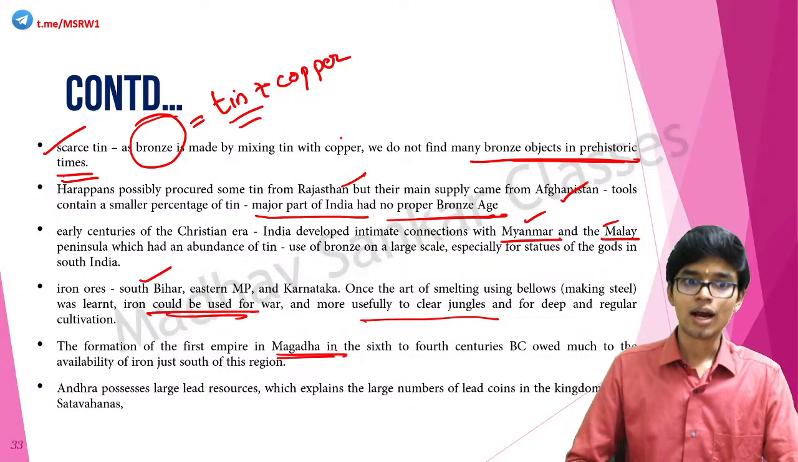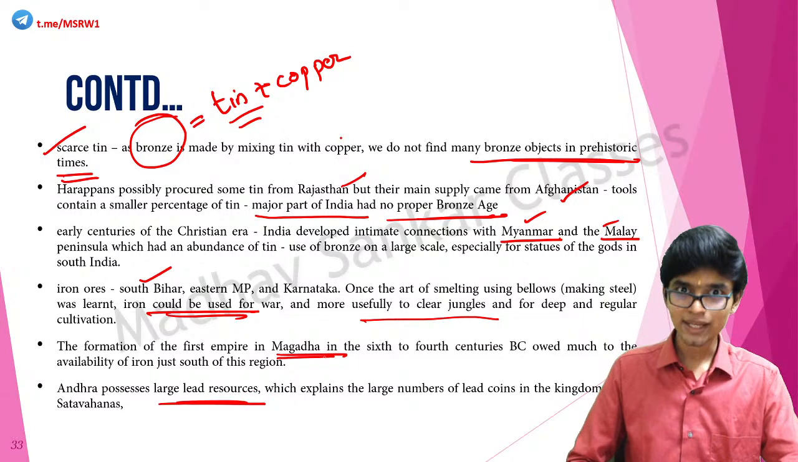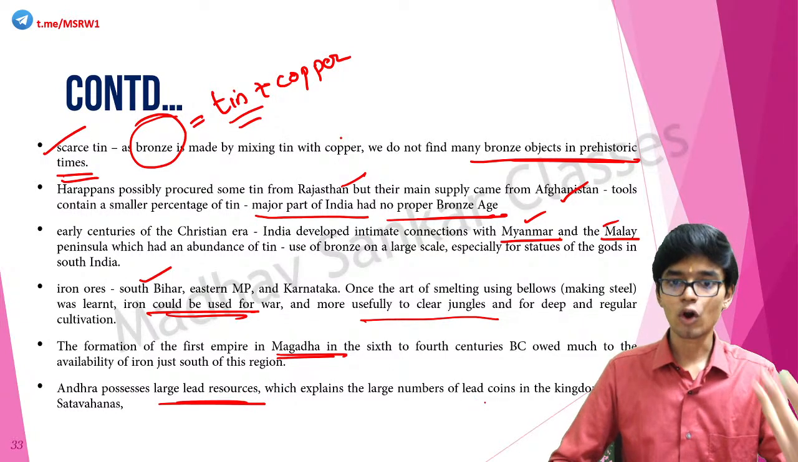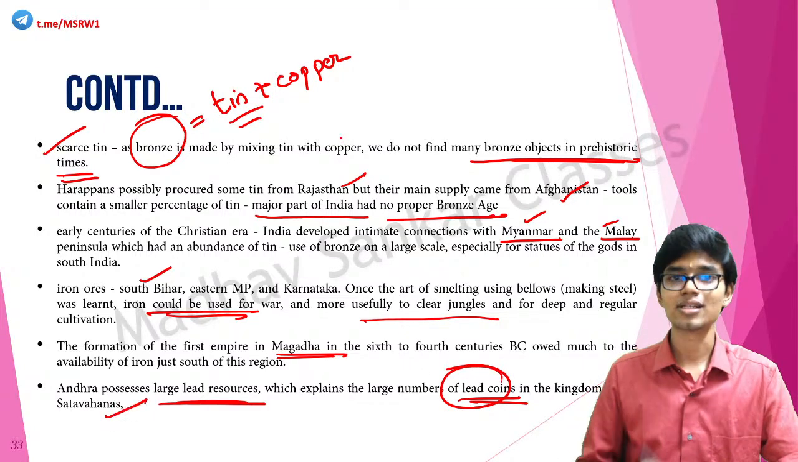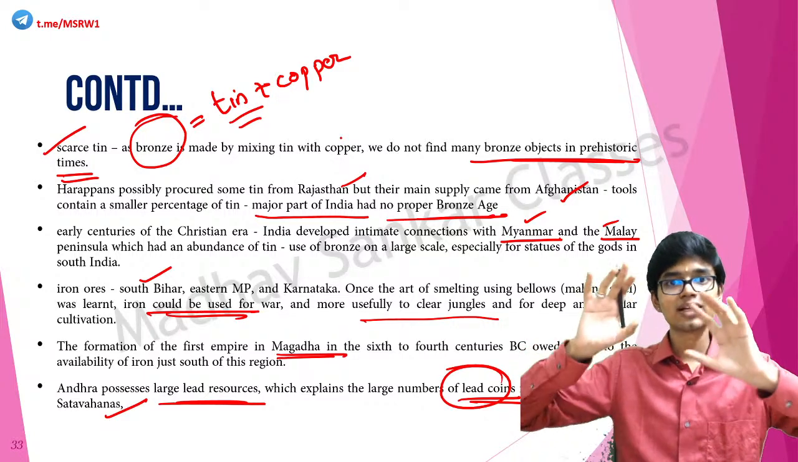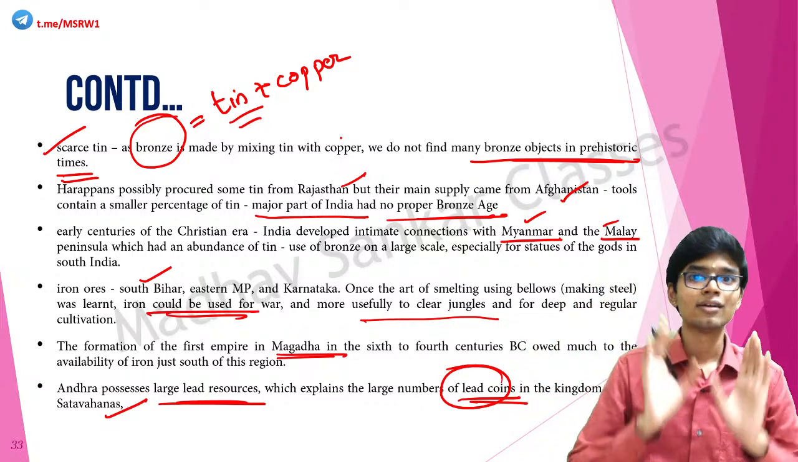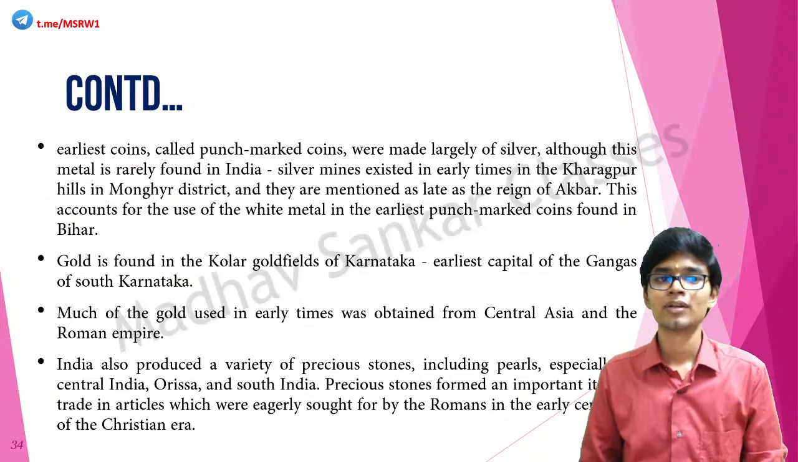Andhra Pradesh, coming to the south, had large resources of lead, which explains why a large number of coins made of lead could be found in the Shatavahana dynasty. Shatavahanas ruled over this region, and because of that, most of their coins were actually made of lead. Why? Simply because it was a common metal available in the region.